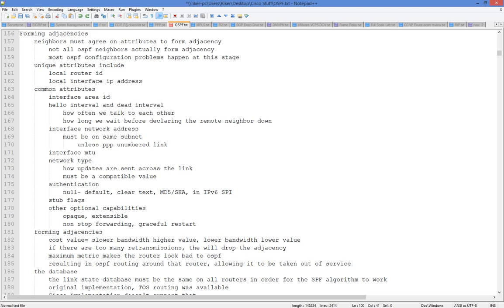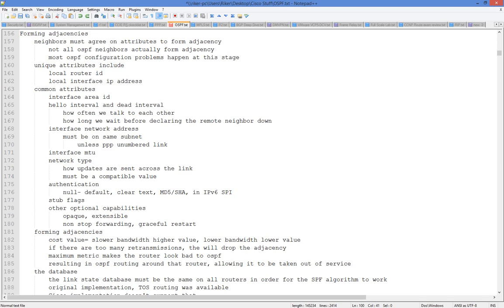Some of the common attributes that must match in order for two routers to form a peering with each other: they must be in the same area. And the hello and dead interval must match. The hello interval is how often we talk to each other, and the dead interval is how long we wait before declaring the remote neighbor down. So hello interval is how often we say hi to each other. Dead interval is how long we wait before I say you're down.